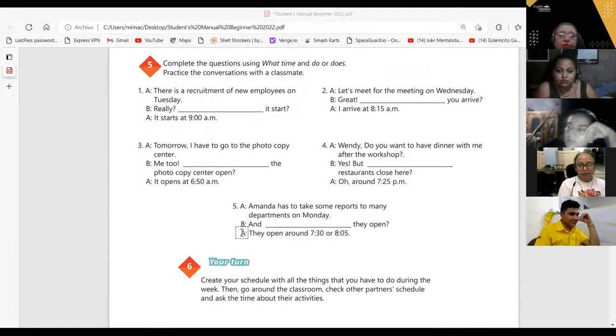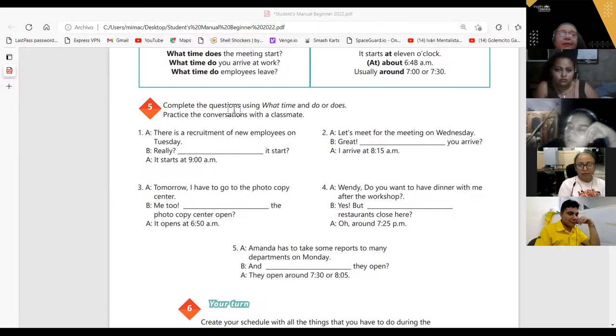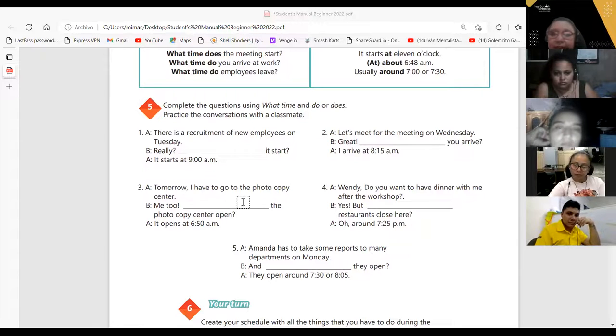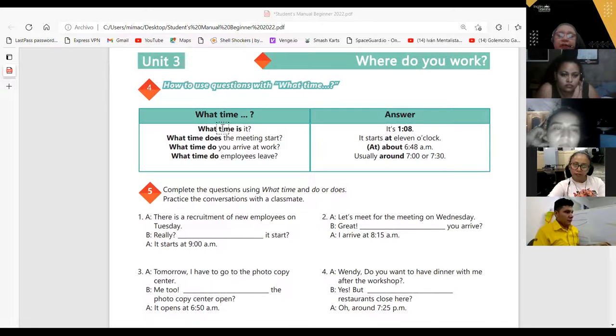Now, class, you are going to go over this. Complete the questions using what time and do or does. Practice the short conversations with a classmate. You are going to practice to complete this, okay? And later you are going to practice the short conversations in the breakout rooms. So let's do it together. Here we go. But consider these questions, okay? With what time?